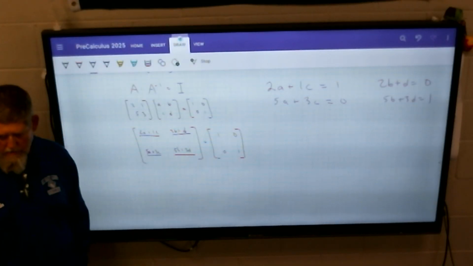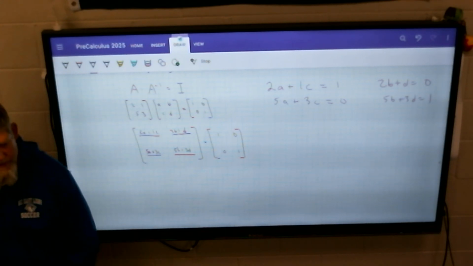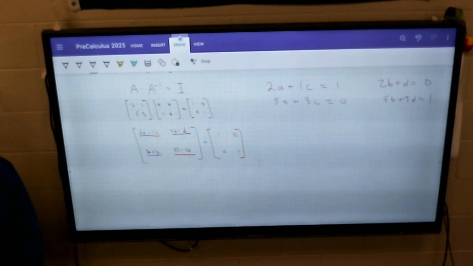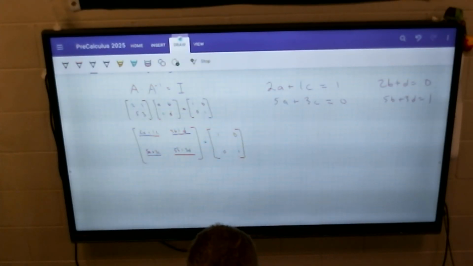Did I have it backwards this time? Yeah. Okay. Alright, so we have lots of ways to solve this one. Do you want to use reduced row echelon form? Do you want to use Cramer's rule? Let's use Cramer's rule.